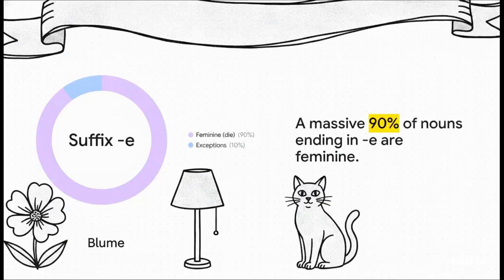Okay, I absolutely love this statistic. Did you know that roughly 90% of German nouns ending in the letter E are feminine? Just think for a second about how many everyday objects end in E. Die Blume, the flower. Die Lampe, the lamp. Die Katze, the cat. This is arguably the single most valuable rule you can learn as a beginner.